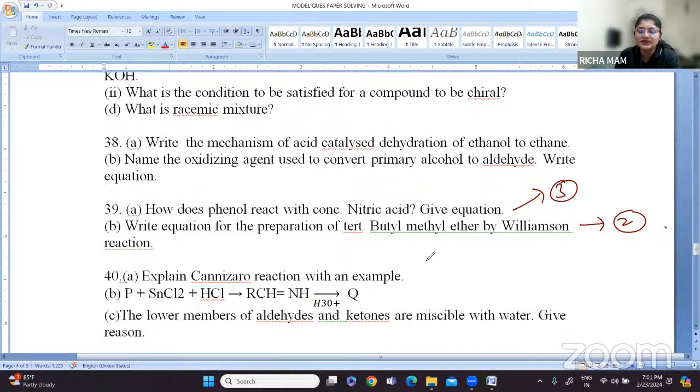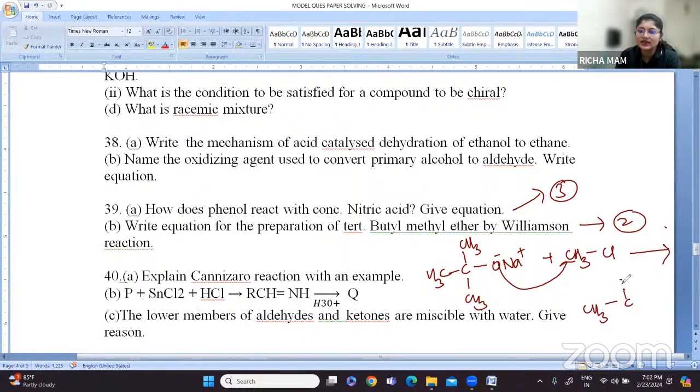For Williamson ether synthesis, you have to take sodium butoxide. So I'll take the compound as CH3, CH3, CH3, ONa, and react it with methyl chloride. So this will react here, and it will form CH3, C, CH3, CH3, O, CH3 plus NaCl.